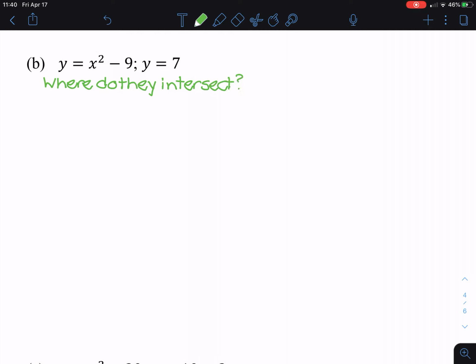So I'm going to do that by setting these two equations equal to each other. I'm going to take x squared minus 9 and set that equal to 7, and then I'm going to solve for x. By adding 9 to both sides, I get that x squared is equal to 16, which tells me that x is equal to either positive 4 or negative 4. So these are the places where the two graphs intersect. So I'm going to be looking in that interval between negative 4 and 4.